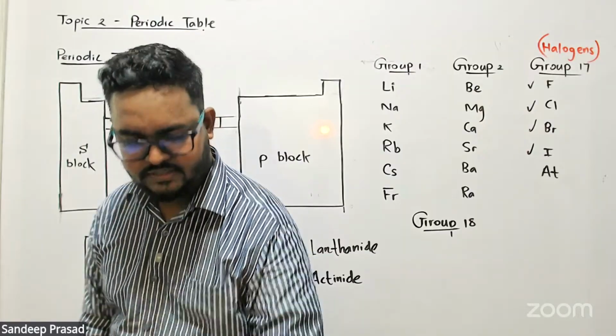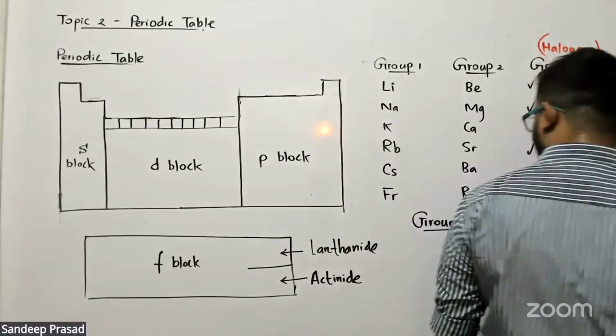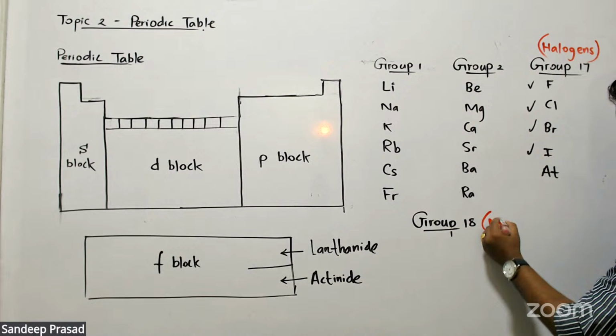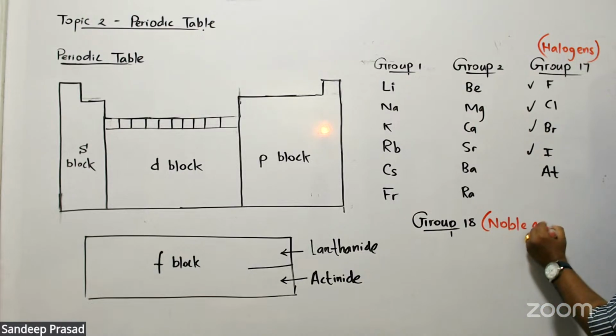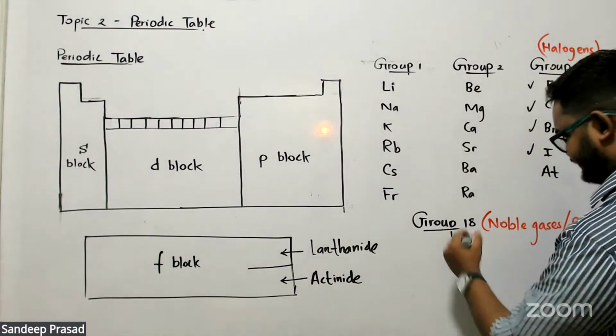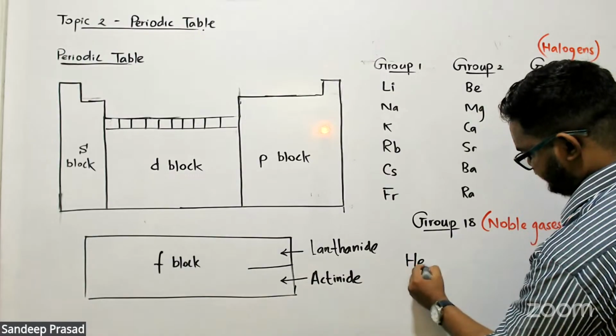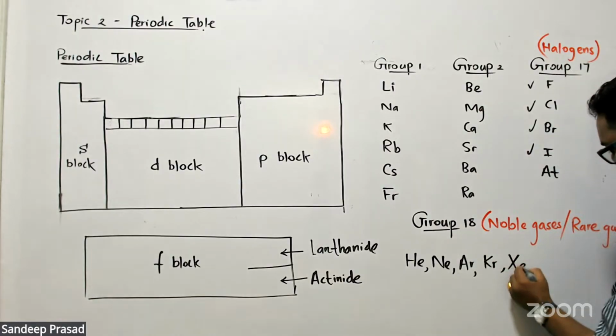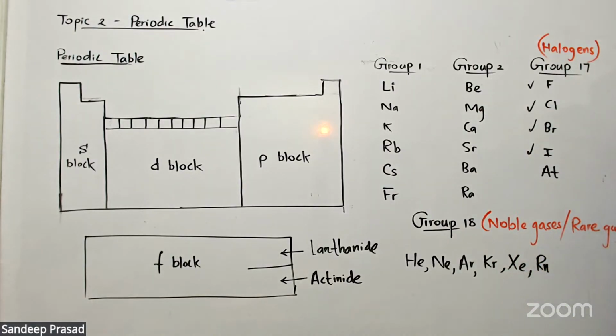Yes, they are known as noble gases, or else we are giving a name like rare gases. Noble gases or rare gases. So, what are the noble gases? Helium, neon, argon, krypton, xenon, radon. These are known as noble gases. So you have to remember specifically these groups, okay?